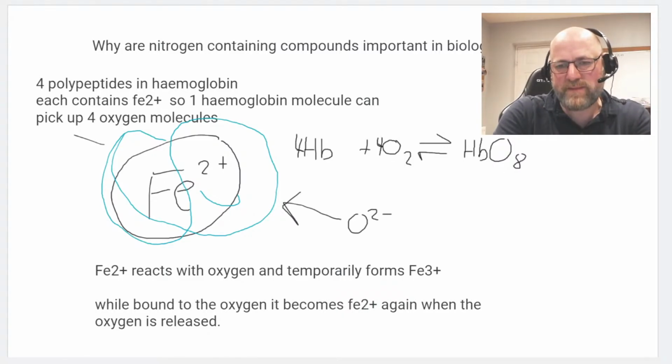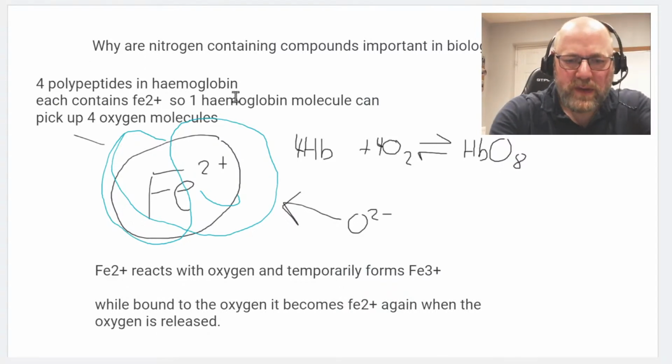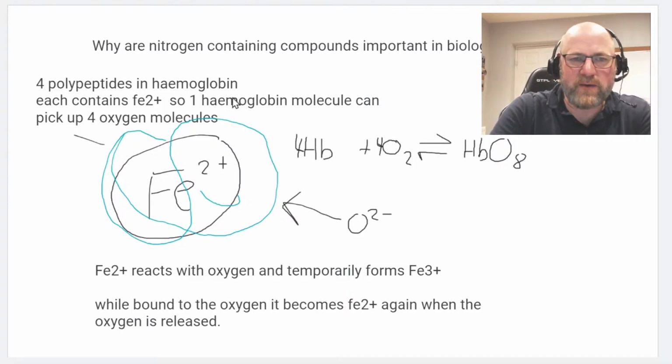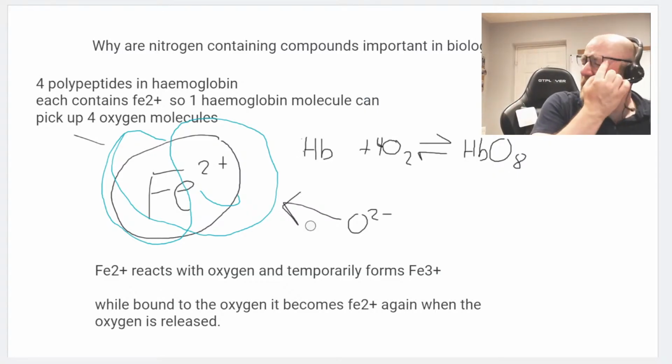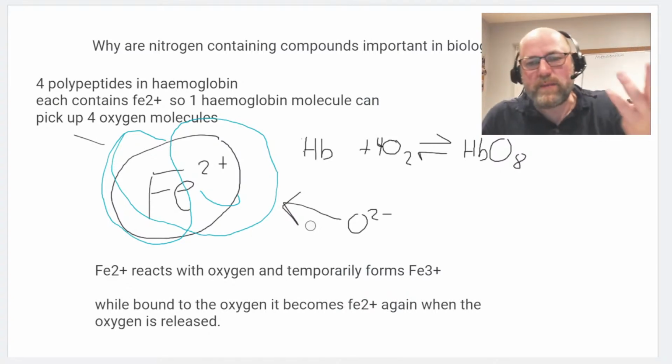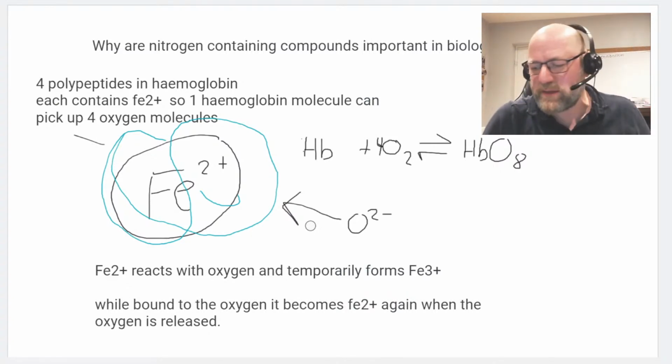I'll quickly pretend that I can remember the formula of oxyhemoglobin, because it's late and my brain's fried. It's just HbO2. I don't need a 4 there. Just Hb plus 4O2, because it's got 4 Fe2+ in one Hb. So hemoglobin plus oxygen makes oxyhemoglobin, and you've got a reversible symbol there.